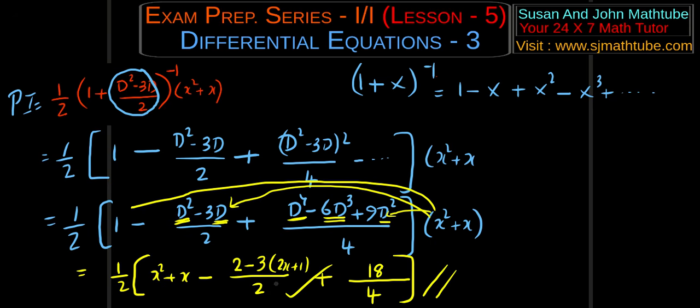Simplify, put it in a pretty decent form, and then write the general solution: y is equal to CF plus PI. Okay, so that was type number 3. In the next video, that is lesson number 6, we will learn a few important types based on type 0, 1, 2, 3. And of course, we will learn one more technique, the combination technique.